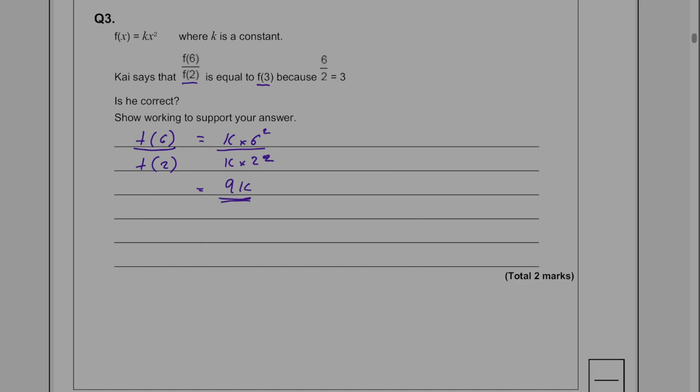Right, I also need to show, though, that f of 3 isn't equal to that. And I've messed up slightly here. K divided by k would be just 9, so that would just be 9. So f of 3 would be k times 3 squared, which would be equal to 9k. So they're not equal.